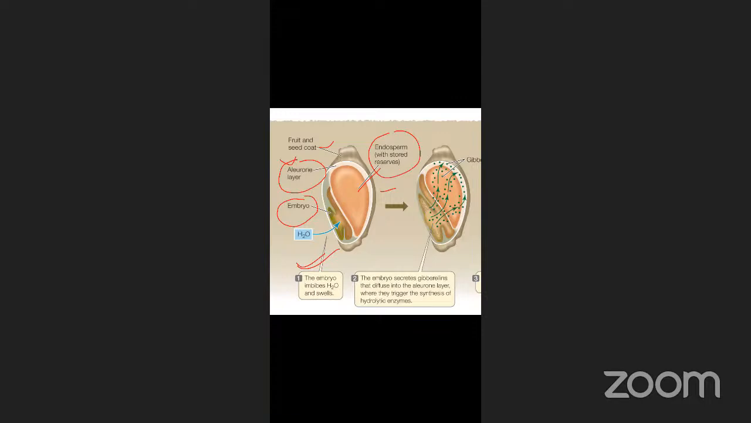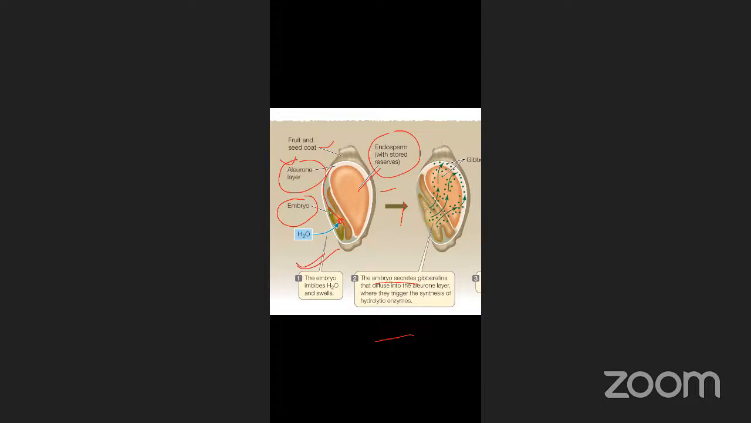After that, it is received by the embryo, right? In the second stage, what happened? The embryo secretes gibberellin. Immediately after receiving the water molecule, in the second step the embryo secretes the gibberellin, which diffuses into the aleurone layer. So actually gibberellin is formed inside the embryo, later diffused into the outer aleurone layer, where it triggers the synthesis of hydrolytic enzymes. What are the enzymes here?